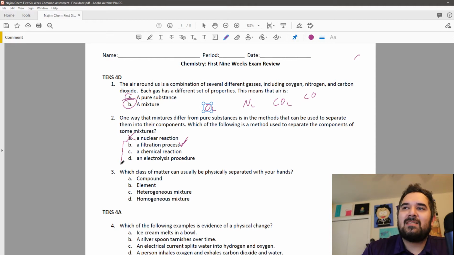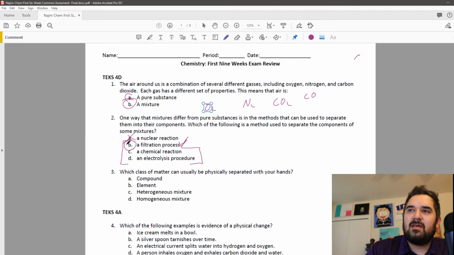So these 2 really are meant to confuse you. A chemical reaction, that is a way that we could separate some things, but it's not really a separation method. And electrolysis is also a way of separating things, but it's not a separation method. The only separation method we have here is filtration. And if y'all remember, there was filtration, there was sieving, there's a few other ones, decanting, and we'll get to them as we move forward.